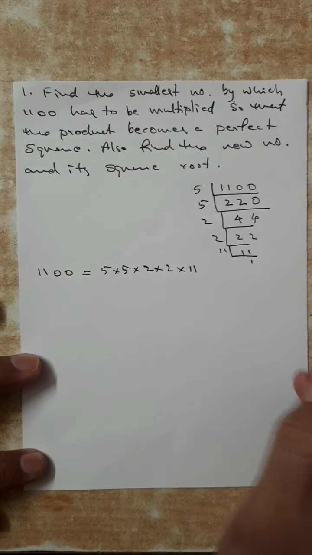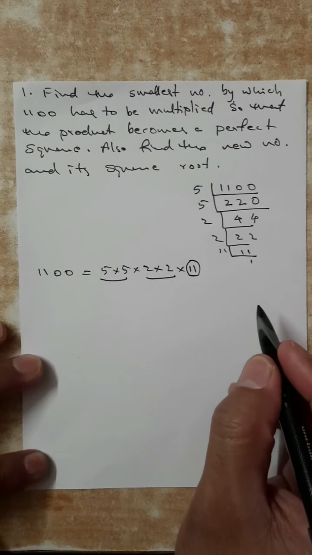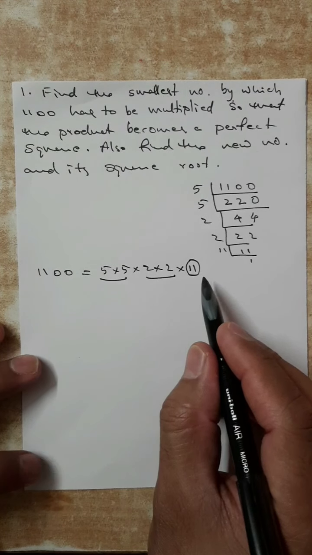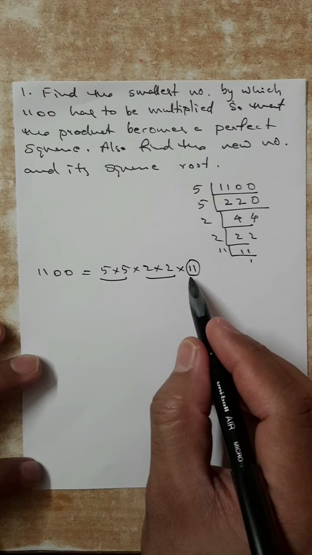11 is remaining. So this is a pair, this is a pair, 11 is alone. Now who is creating the problem? 11 is alone, 11 is creating the problem. This number is not a perfect square because 11 is there alone.